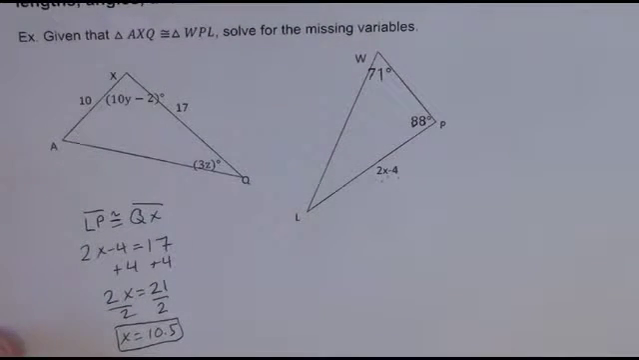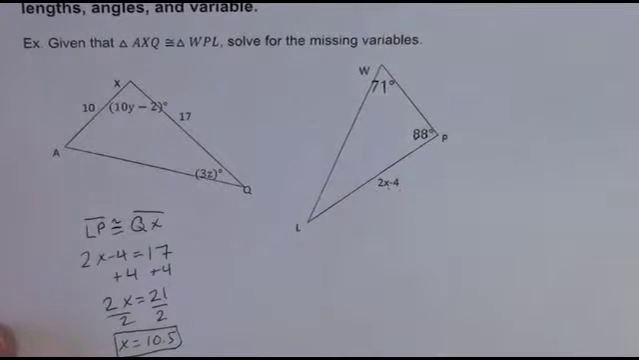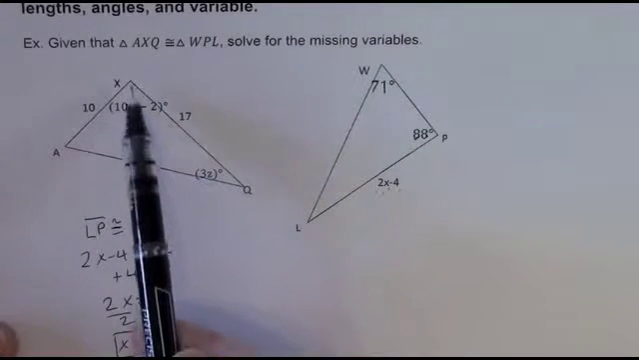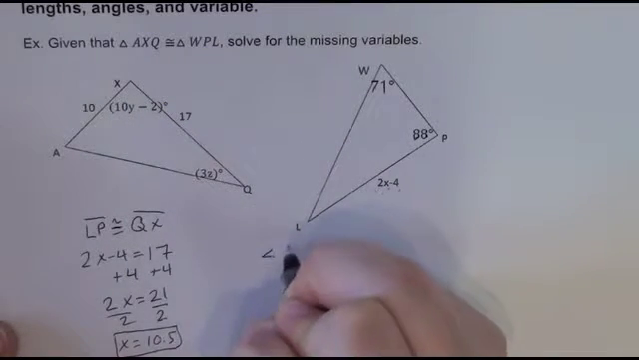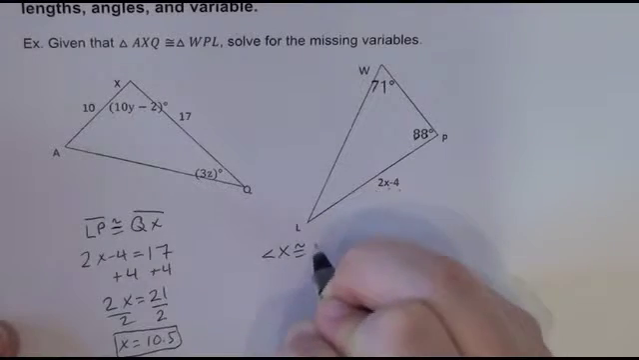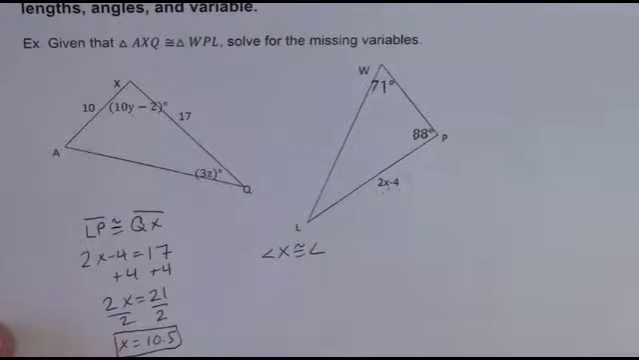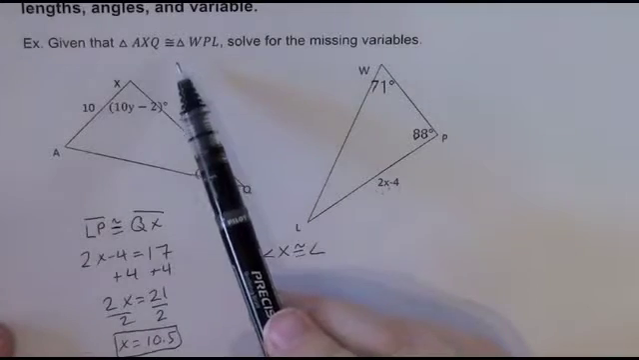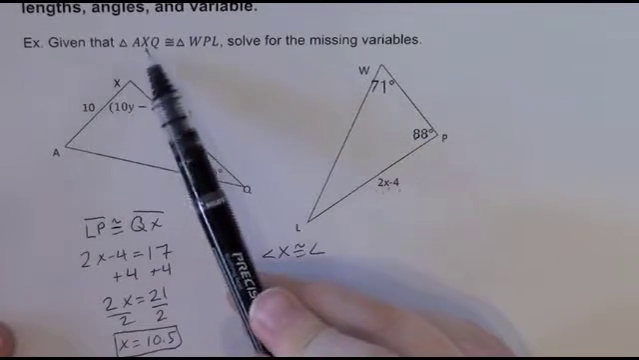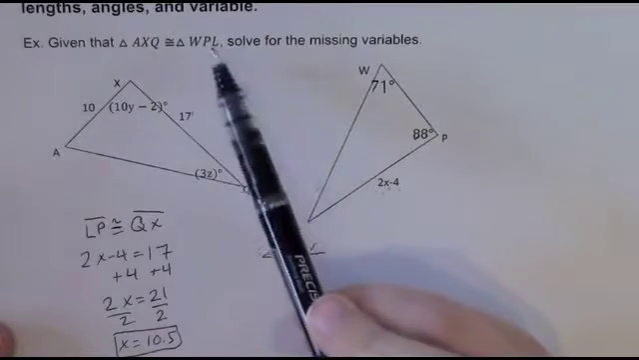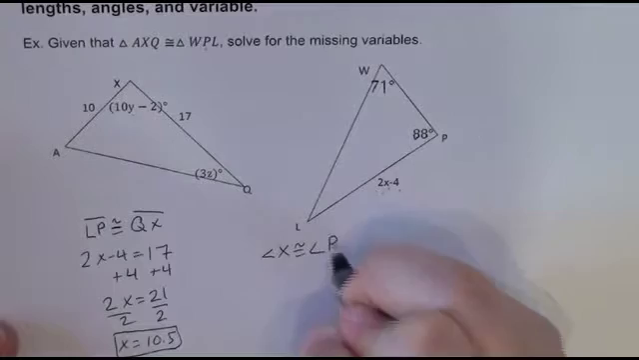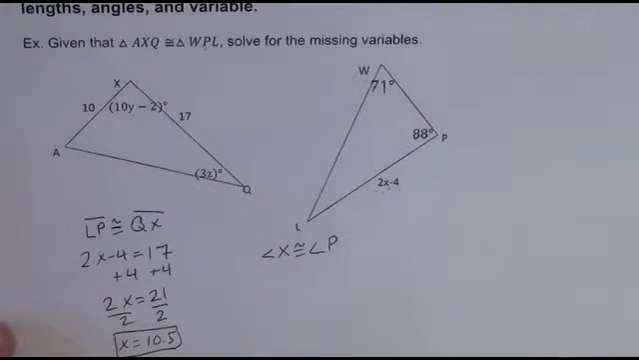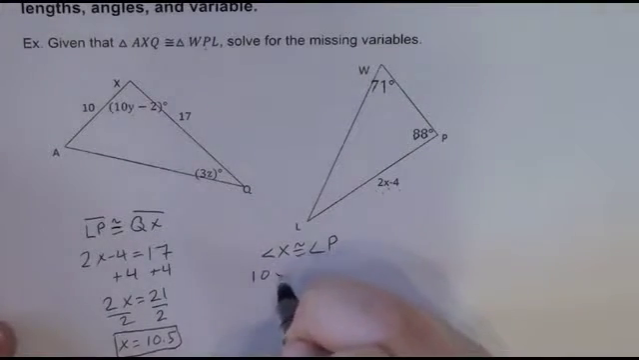Now we need to do the same sort of thing for y and z. So let's try y next. Y is in angle X up here. The question is, what is angle X congruent to? Angle what? So go back up to the congruency statement. Angle X, X is in the middle, is going to be congruent to angle P, the angle in the middle. And if angle X is congruent to angle P, what that means is that they are equal. So you can set them equal.